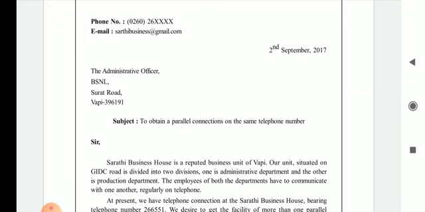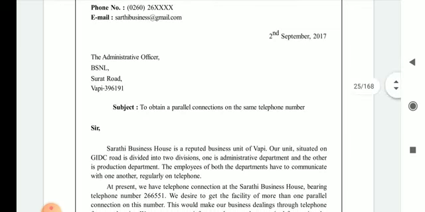Next, the receiver of the letter is the Administrative Officer, BSNL. Instead of writing BSNL in short, you have to write the whole name, that is Bharat Sanchar Nigam Limited. So make this correction in your textbook, and it is a very simple thing that you have to keep in mind. Instead of writing the short form you have to write the full name, Bharat Sanchar Nigam Limited, Surat Road, Vapi, and that is the address of the company.